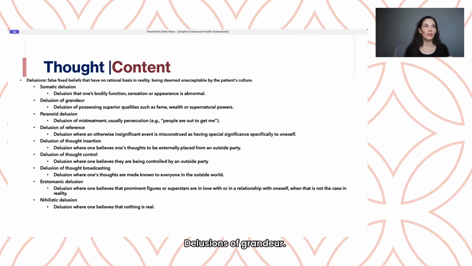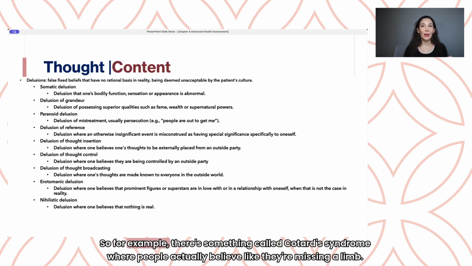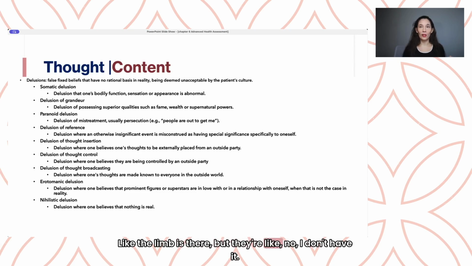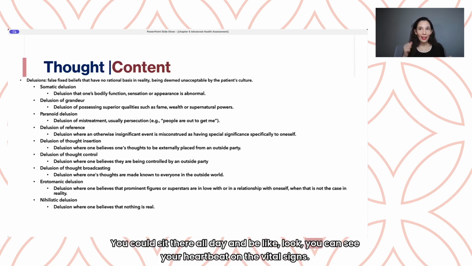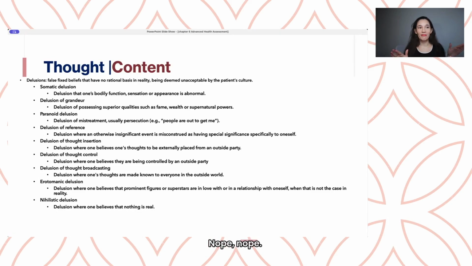So going back to somatic delusion. For example, there's something called Cotard's syndrome where people actually believe they're missing a limb. The limb is there, but they're like, no, I don't have it. It's gone. They also, in the same syndrome, believe they're dead, right? You could sit there all day and be like, look, you can see your heartbeat on the vital signs. Nope. They believe they're dead. That's it. It's done.